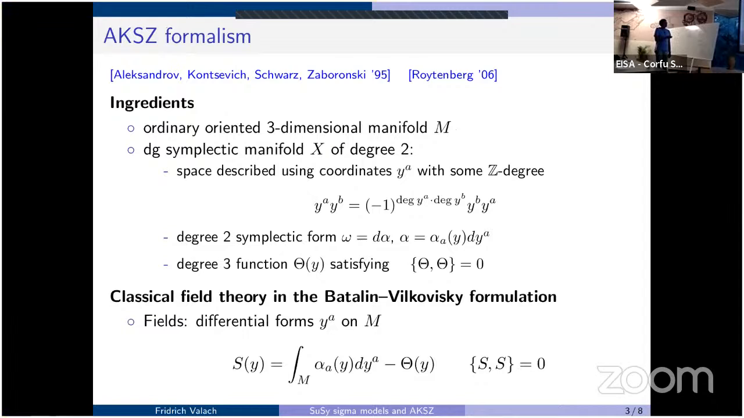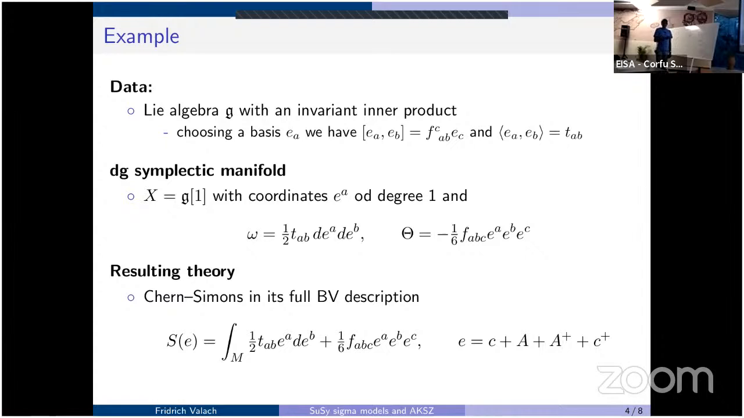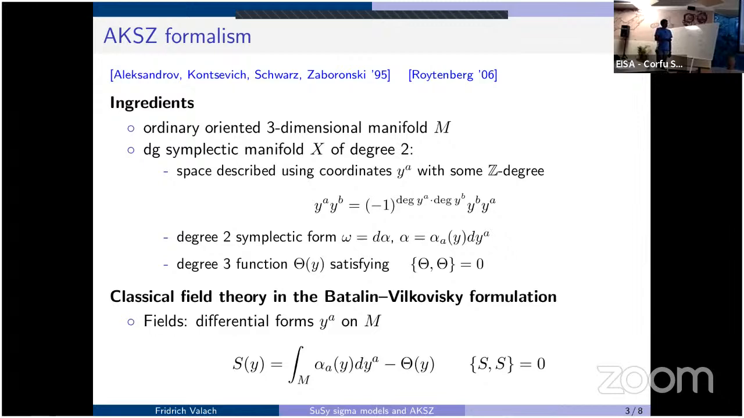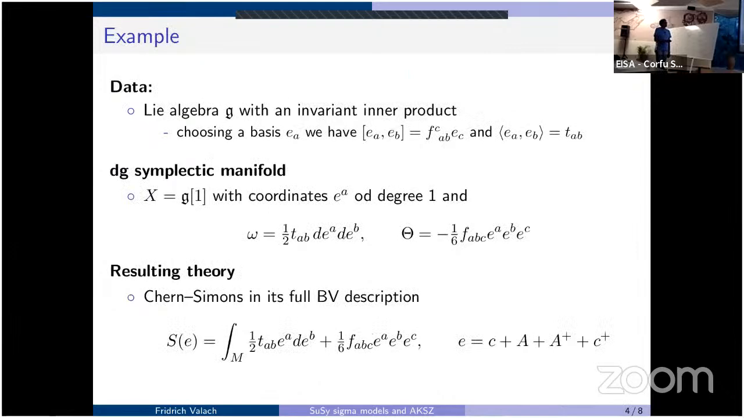And you can check that this satisfies the classical master equation by virtue of this being a Lie algebra. And if you write down the action functional, so let me remind you, you use the potential for the symplectic form and this function as your potential term. So here you have the kinetic term coming from here, and this is the other term. And if you look at it from a distance, then this is just the Chern-Simons theory, but it's actually in the BV form.